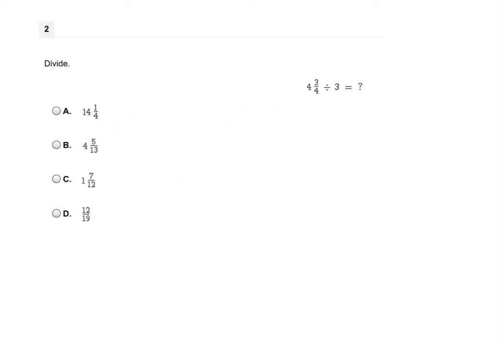In this problem, I'm going to divide 4 3/4 divided by 3. So what I have to do is make this mixed number improper. To do that, I'm going to multiply 4 times 4 is 16, plus 3 is 19/4, divided by, now I have to make 3 a fraction. To make 3 a fraction, you put it over 1. Now I'm going to multiply by the reciprocal, or keep, change, flip.